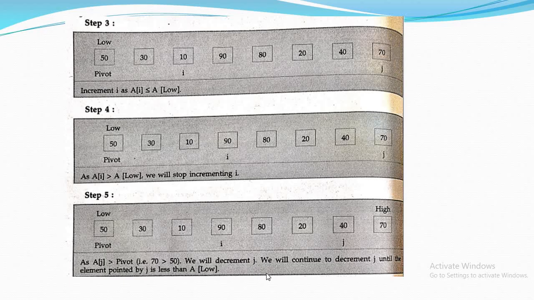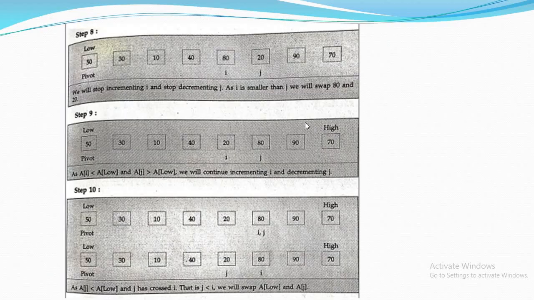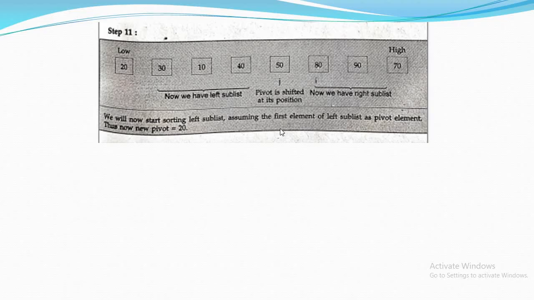We will continue to decrement J until A of J is no longer greater than the pivot element. So 70 is greater than 50, which means we decrement the value of J. We continue until the element pointed to by J is less than A of low. The same process is repeated through steps 8, 9, and 10. So these are the conditions. When J has crossed I, we swap A of low and A of J. Finally, the pivot is shifted to its position, 50.